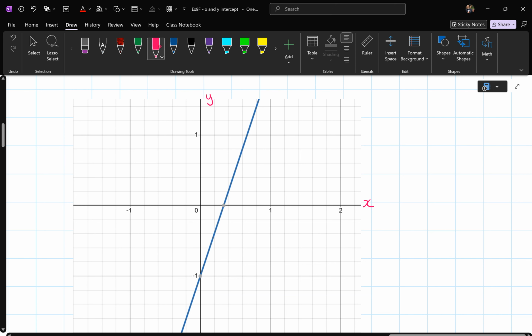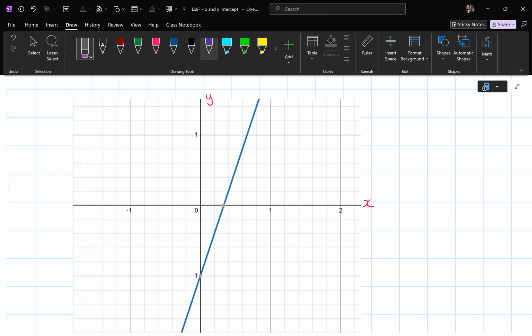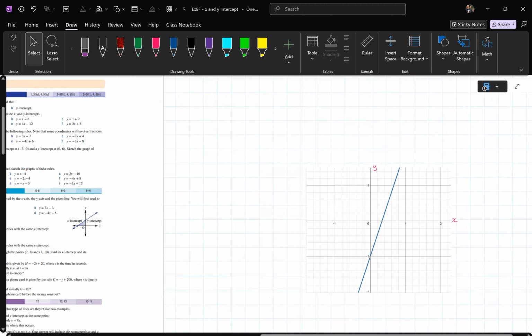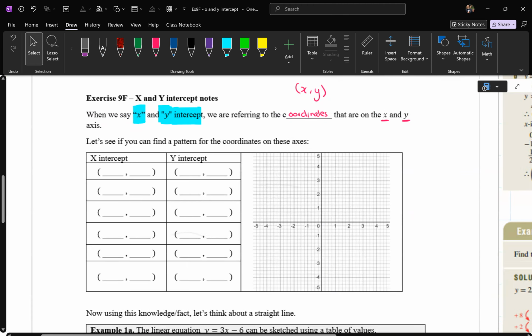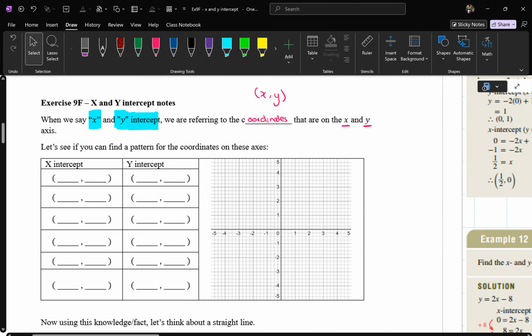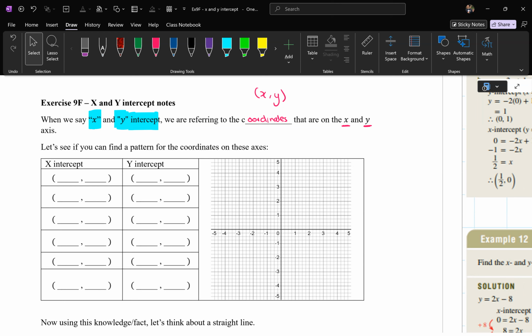The only time that you don't touch both is if you had a horizontal line, which only touches the y-axis once, or if you had a vertical line, which only touches the x-axis once as well. But regardless, you're always going to touch an x or a y-axis. So that means the coordinates on these axes are very special. Every time you have a straight line equation, it must touch the x-axis and the y-axis. But the coordinates on the x-axis and the y-axis are really special.